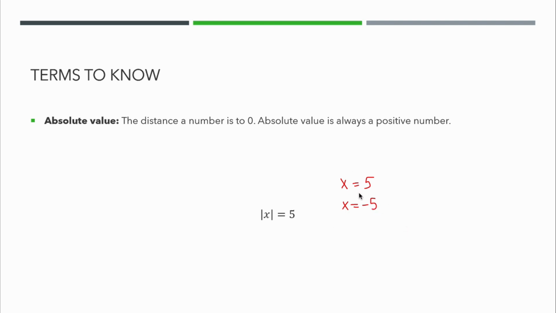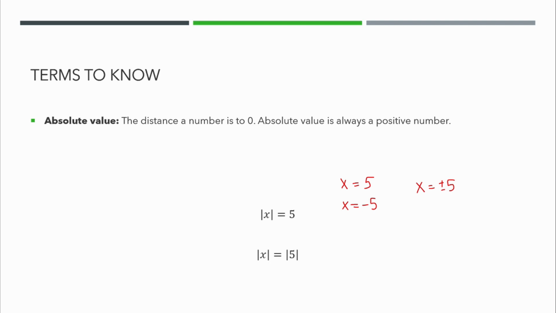Now, another way to write this is x is equal to plus or minus 5. That is how you undo an absolute value. And you'll see more of this further on in algebra when we are working with square roots and things like that. But now let's put absolute value around the 5 as well.